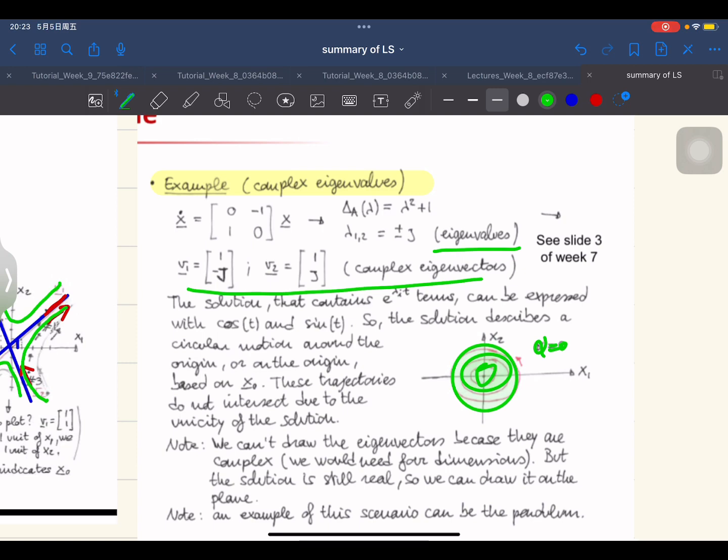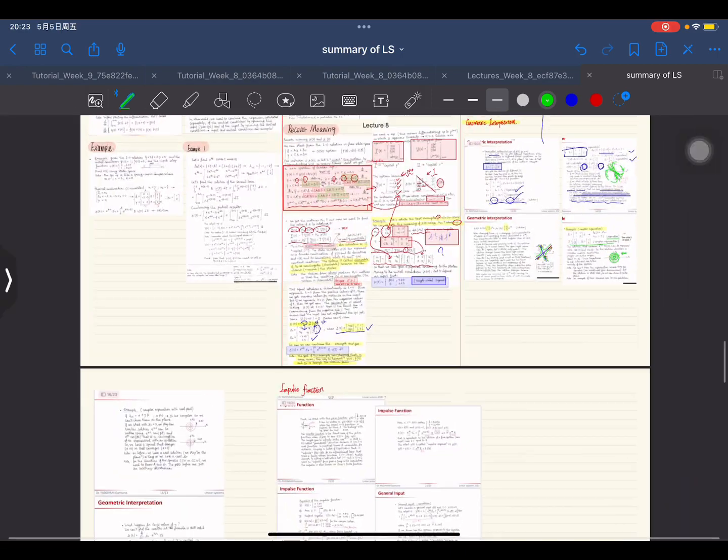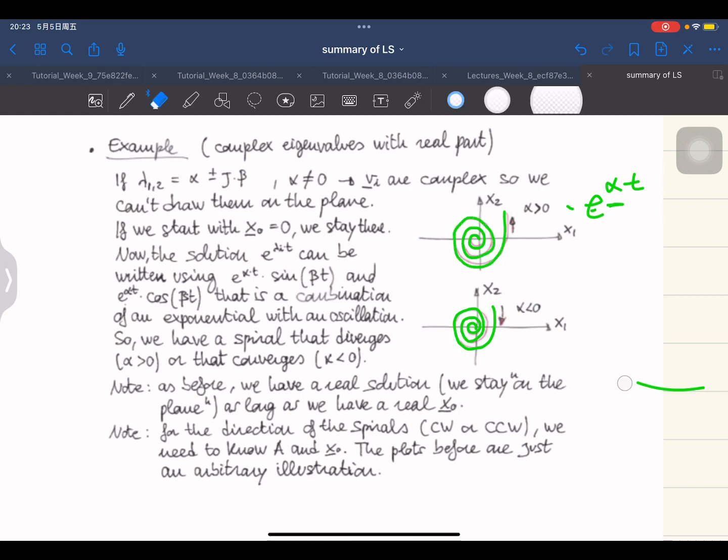And later, let's see, if alpha is bigger than 0, it becomes e to the alpha t, so it would become divergent. For alpha smaller than 0, it would become convergent. So for convergent, it will converge to 0, so it rotates in this direction. But for divergent, it will go to infinity, so it rotates in this direction. This is the difference for alpha: equal to 0, bigger than 0, and smaller than 0.